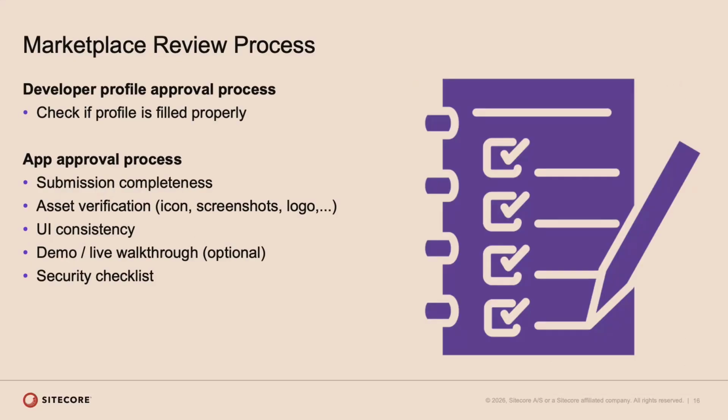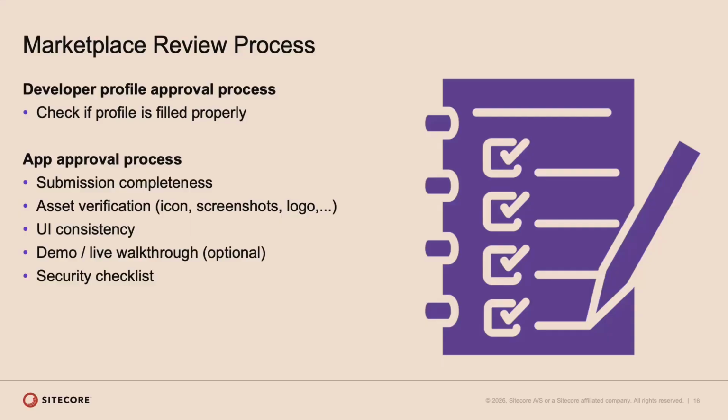You can have a developer profile, which is needed for this. That means you can go and see which apps have been created by which developers and get a list of them. And there's an app submission process, as I said. So we check things like the completeness of the app itself. We do asset verifications, basic things like it's got to have an icon. You've got to include screenshots. You need a logo for the company in there.